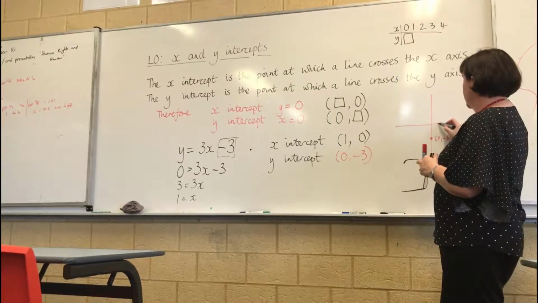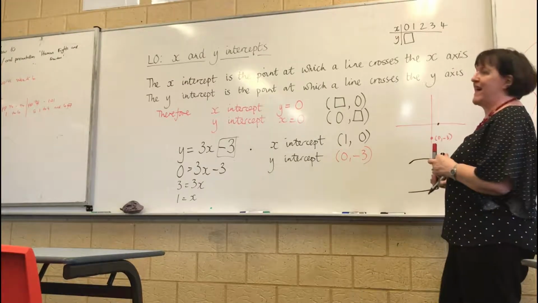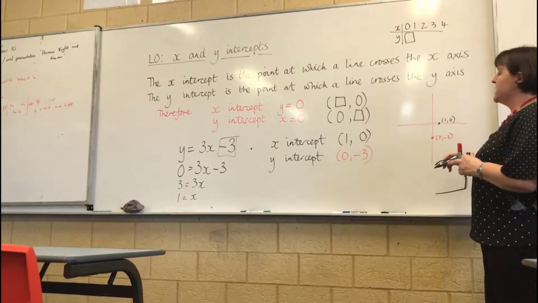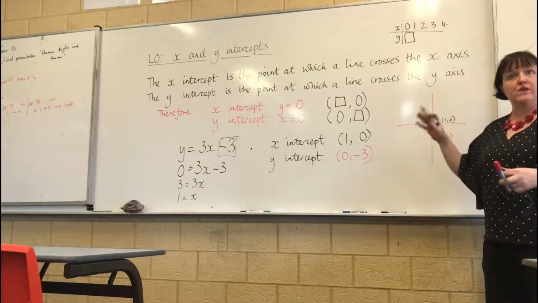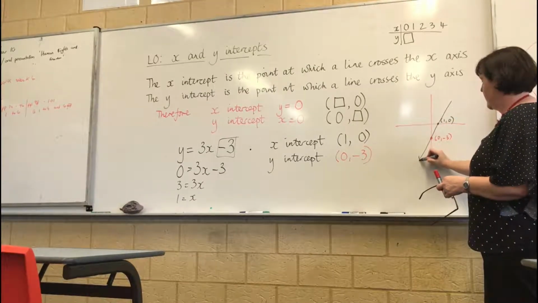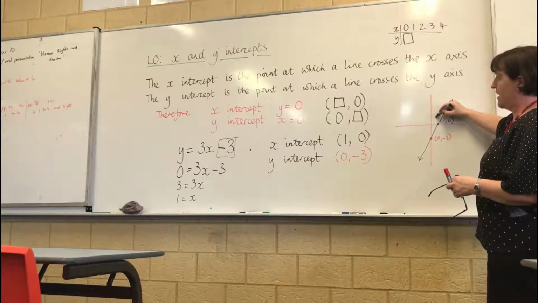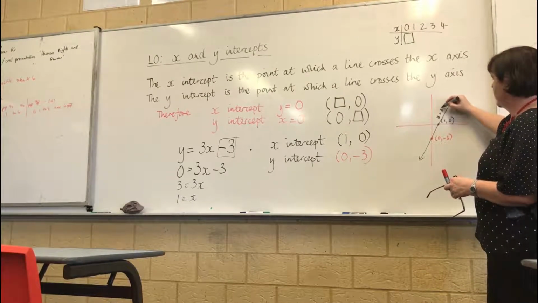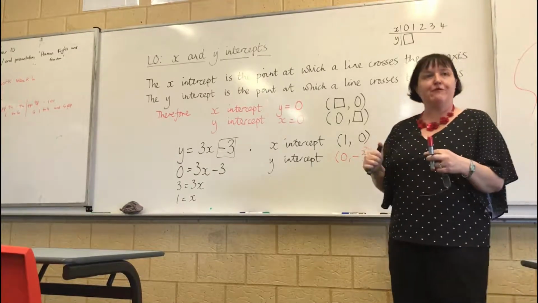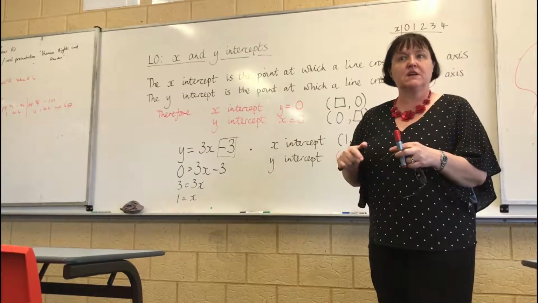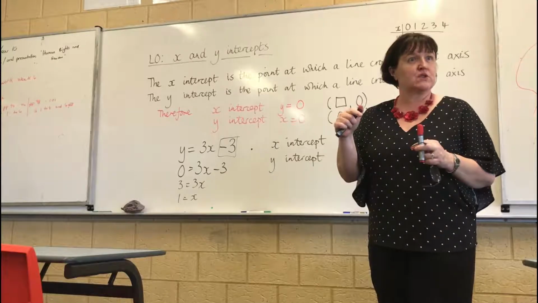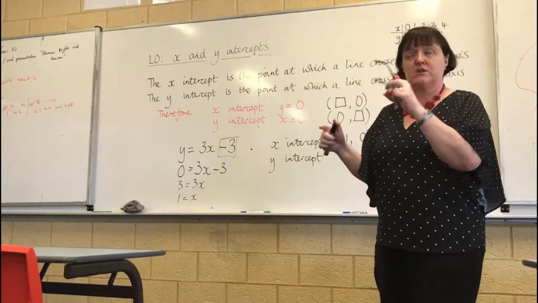So it's 1 across, 0 up. That would be about there. So that's 1, 0. Now we can actually join those 2 points together with a line. Don't forget your arrows on both ends. And the function of that line is y equals 3x take 3. The other thing, if you are given both the intercepts, you can actually graph the line and work out the function for the line as well. You can do it backwards.